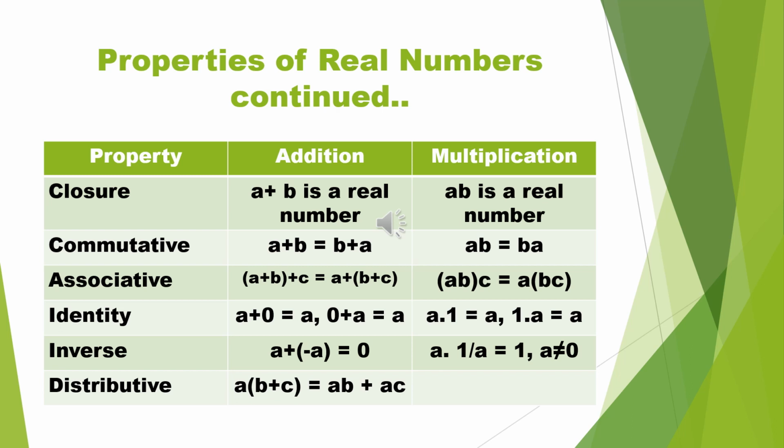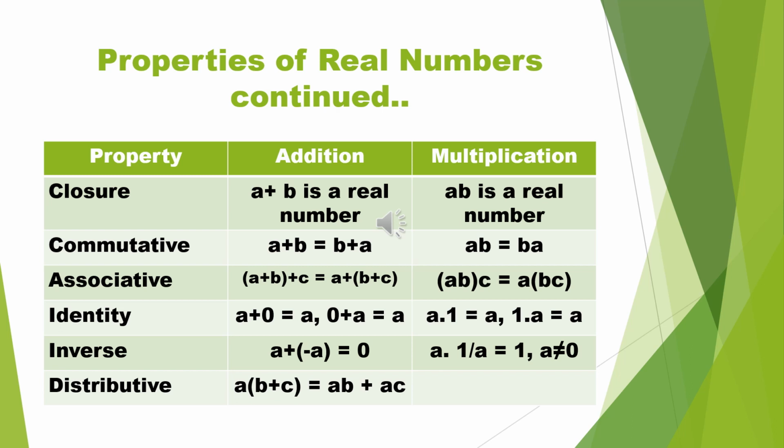Okay, for multiplication also the same pattern will be followed. (ab) times c is equal to a times (bc), like that. In the left hand side, ab is inside the bracket, and in the right hand side the bracket is switched to b and c. So from this itself you can understand this is associative. If the brackets are shifted, then you can say that is associative.